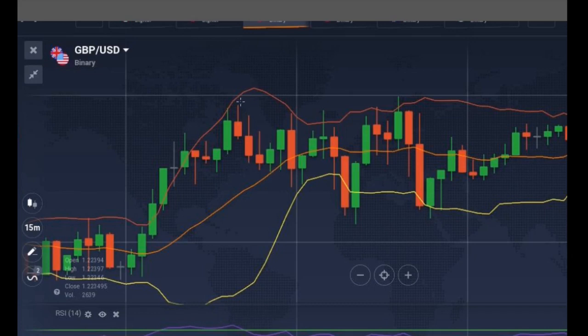Then you want to wait for a retracement, for price to cut back to the upper body of your confirmation candle. As soon as price touches, not closes, just touches this upper body slightly, you place your 15-minute trade. You just want one touch on this level. Okay, let's move on.